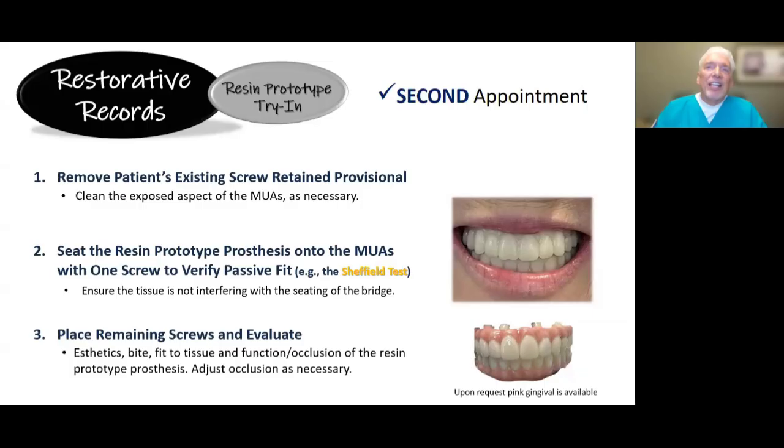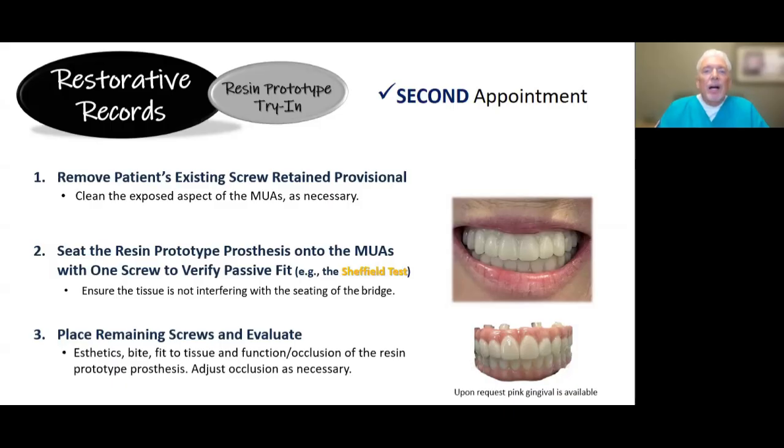Now, when we talk about the aesthetics, these resin prototypes, as you see in the image here, are not real pretty. They're probably not as nice looking. They could be. Typically the laboratory doesn't stain the gingiva on these prototypes. Some labs may do that automatically, and with some labs you may request it. There may be an additional fee for that because there is more time involved in doing that.